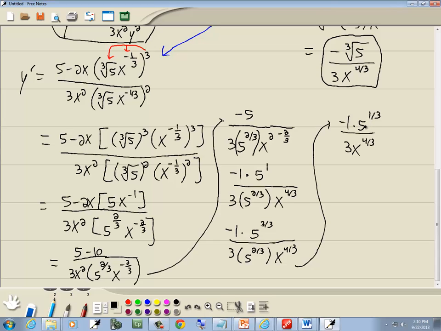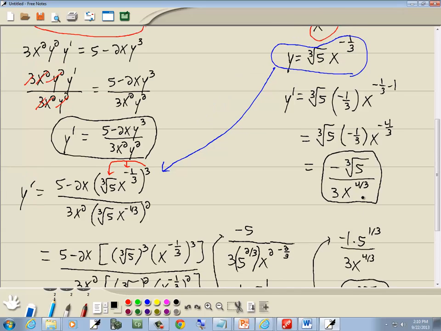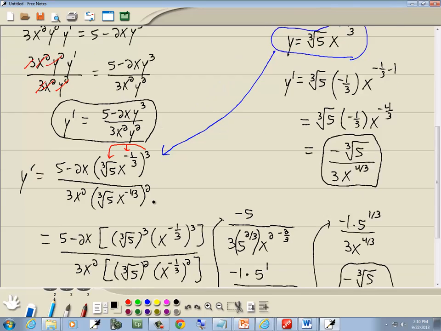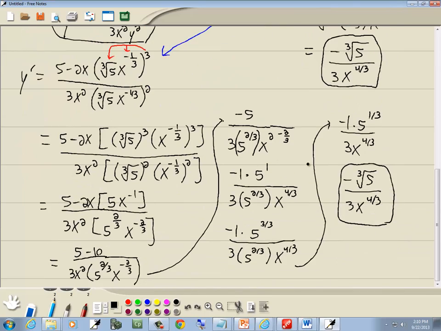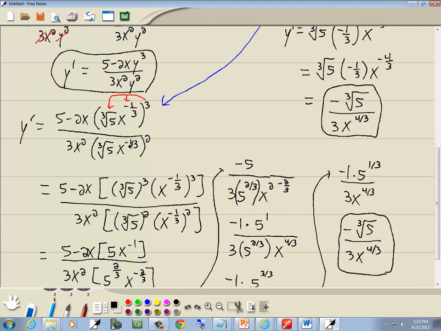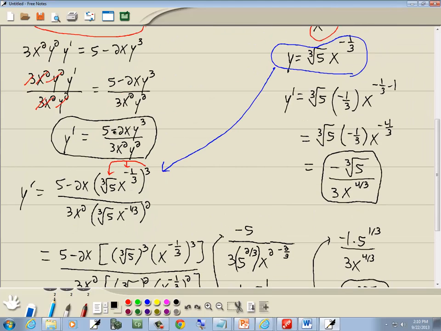Now 5 to the 1/3 is a cube root, so that's negative cube root of 5, and then this is 3x to the 4/3. And you see, as bizarre as it seems, that actually does simplify to what you would have got going the other direction. Again, I don't require you to go through all these steps here to simplify. I'm happy with this answer right here: 5 minus 2x y to the third over 3x squared y squared.